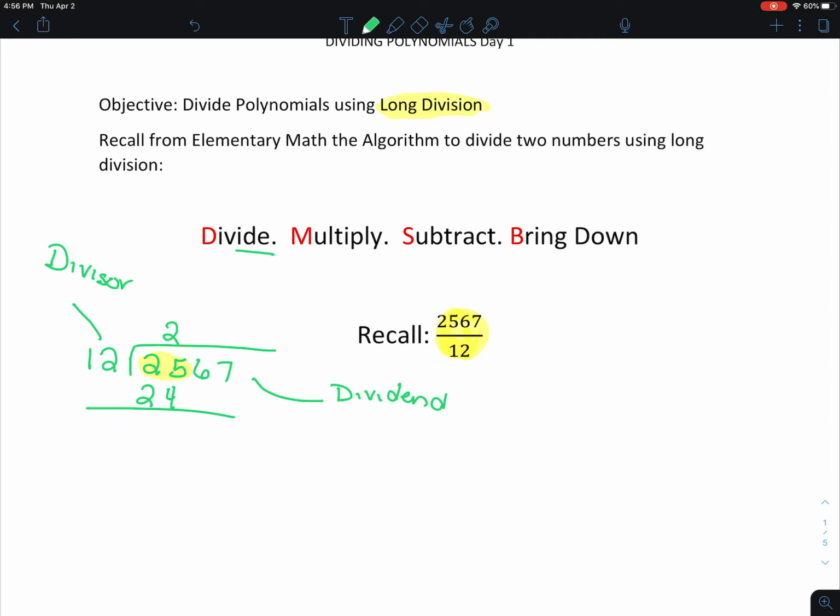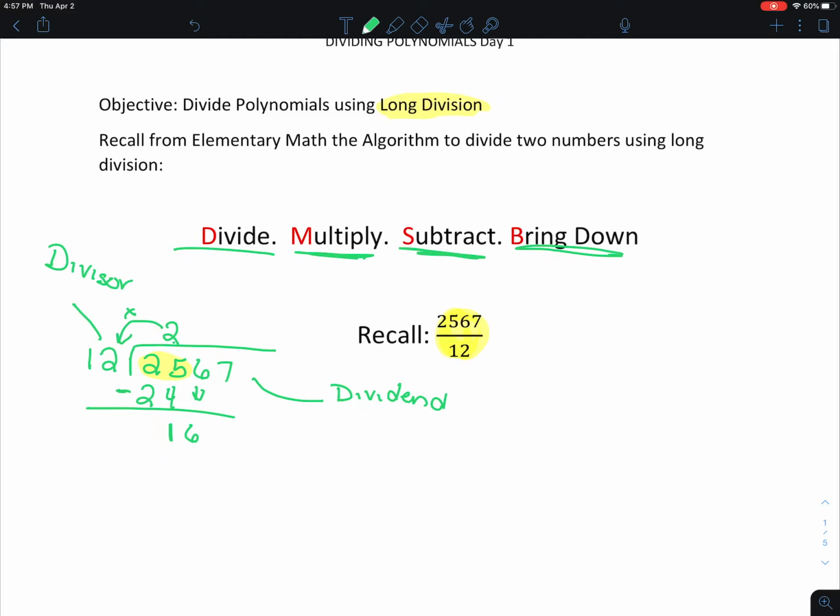So that was my first step, divide. What's the second step? Multiply. So I'm going to multiply 12 times 2, and 12 times 2 is 24. I've already done it because it's so innate to me. What's our next part of our algorithm? Subtract. So I'm going to subtract those 2 numbers. 25 minus 24 is 1. And the last part of that algorithm is to bring down. So I'm going to bring down that 16.